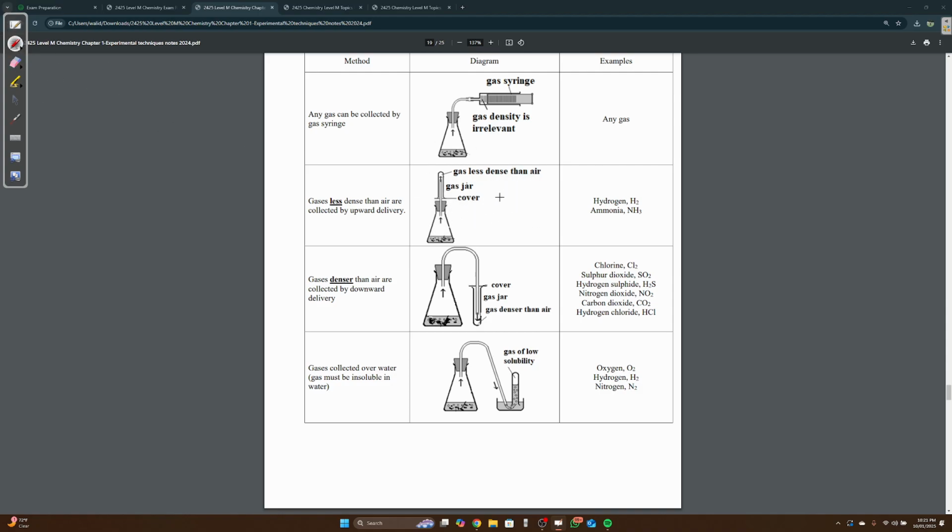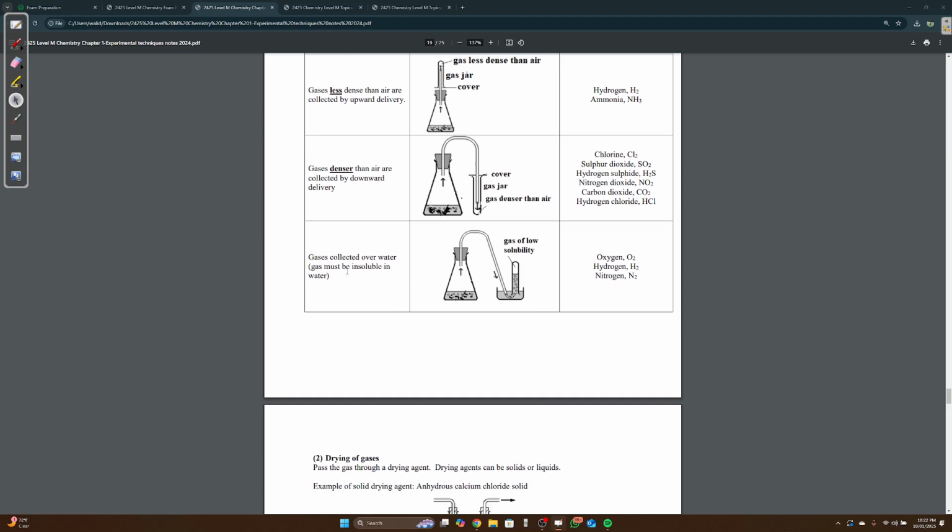So if the gas is less dense, it's going to float up. In your opinion, if the gas is going to float up, am I going to use upward delivery or downward delivery? Of course I'm going to use upward delivery, right? Because the gas is going up, it's less dense than air. However, if the gas is denser than air, then you're going to use downward delivery, right?